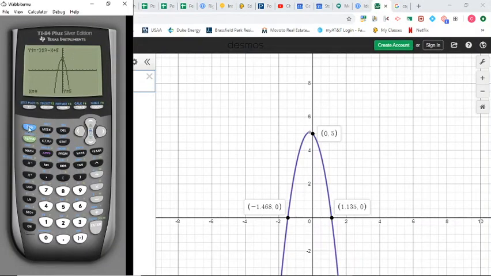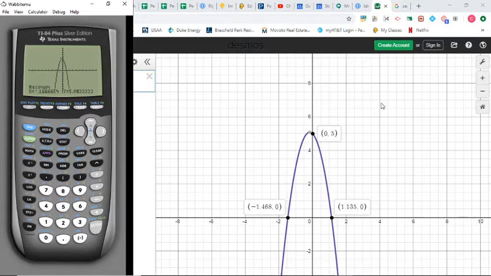Okay, so to find my maximum, second trace. I'm finding a maximum, so I need to click 4 or scroll down and hit enter. All right, I need to go to the left of my maximum to get my spider guy over, hit enter. I need to go to the right of my maximum, hit enter, and hit enter. So my maximum is at the point -0.17, 5.08. There we go.